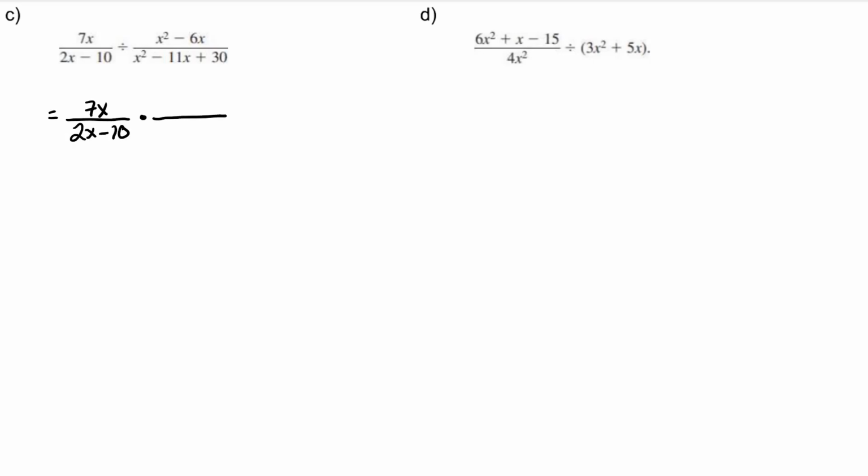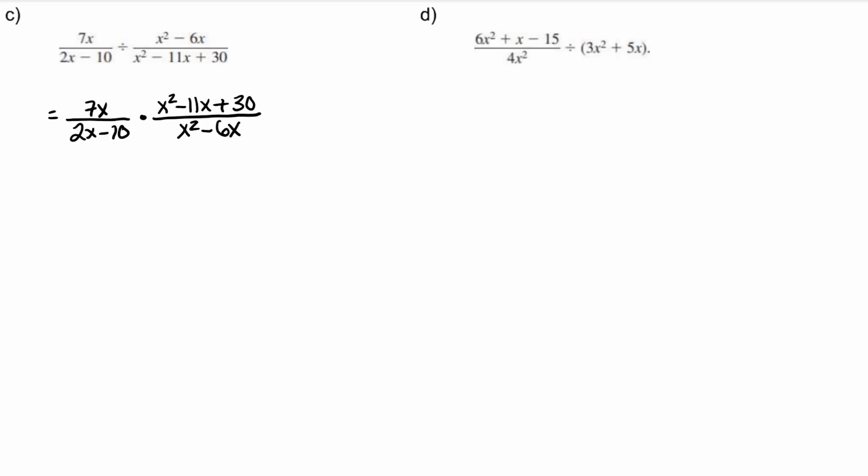But what would I consider my excluded values? Because in the original problem, x squared minus 11x plus 30 was the denominator. But now, x squared minus 6x is the denominator of the second fraction. So what are my excluded values?